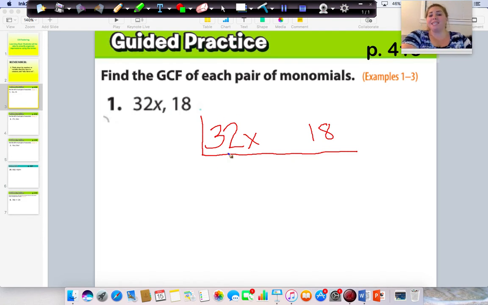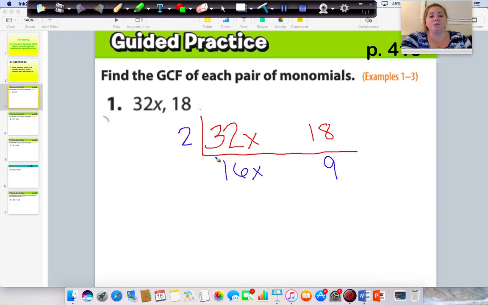The easiest thing here is that I can see these are both even numbers. And even numbers I know automatically, and most of you do, that 2 can go into both of them. So if I know that 2 goes into 32x and 2 goes into 18, I'm going to go ahead and take my 2 out. Now the number that goes underneath is what you can multiply by 2 to get 32x. It's kind of like the opposite of a division problem. So 2 times what gives me 32x? Well, 2 times 16x gives me 32x, and 2 times 9 gives me 18.